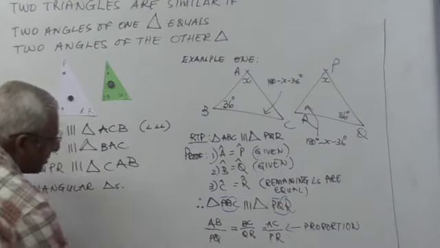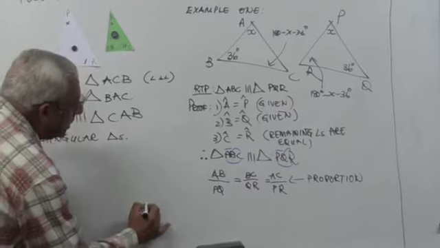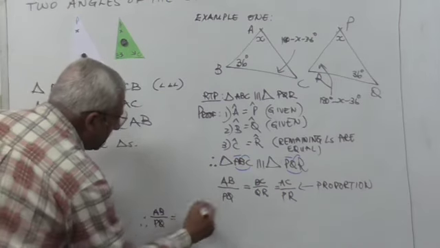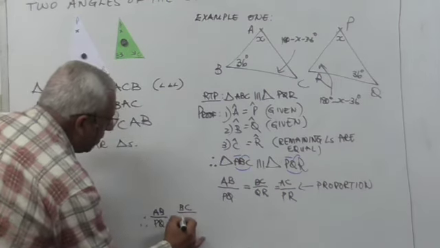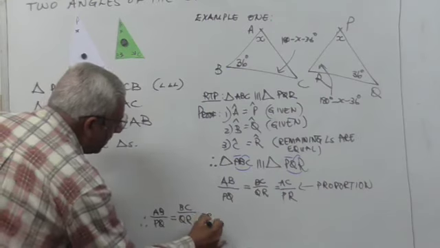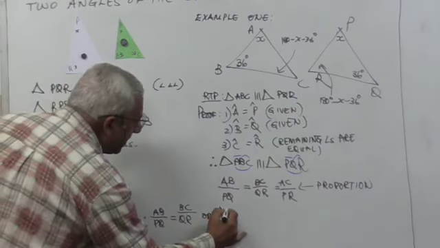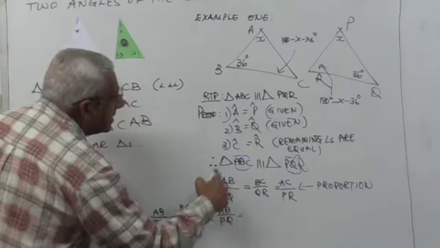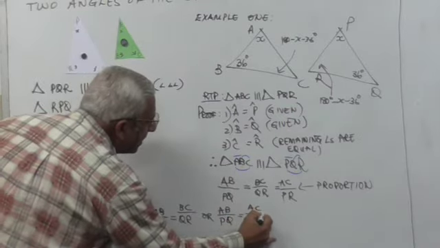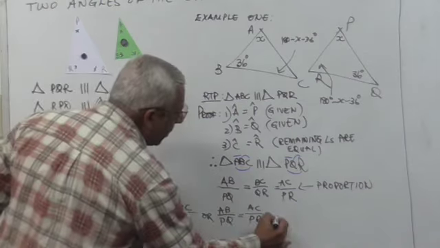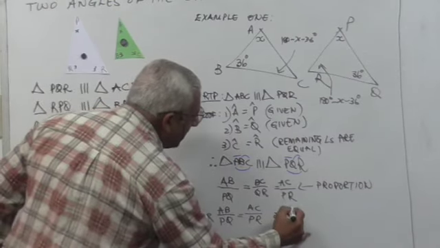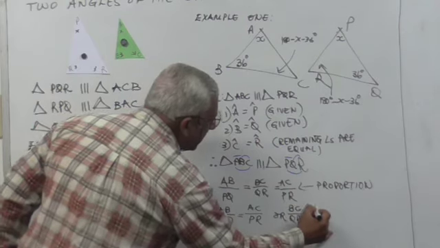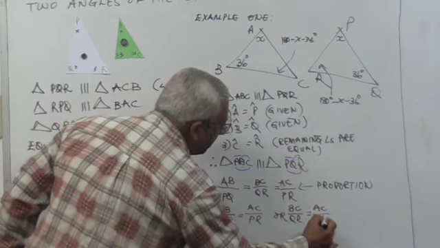What I mean by two at a time. From that, you can now say, therefore, AB over PQ, this first two, is equal to BC over QR. Or you can say the first one, AB over PQ, is equal to the last one, AC over PR. Or you can say that the second one, BC over QR, is equal to the last one, AC over PR.